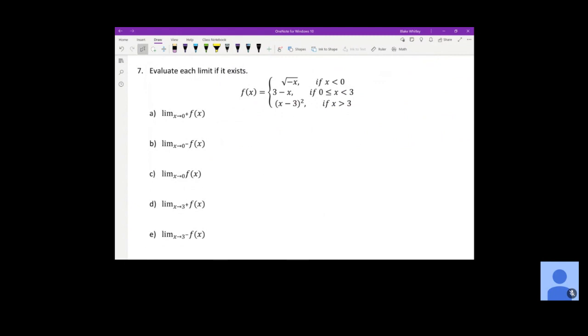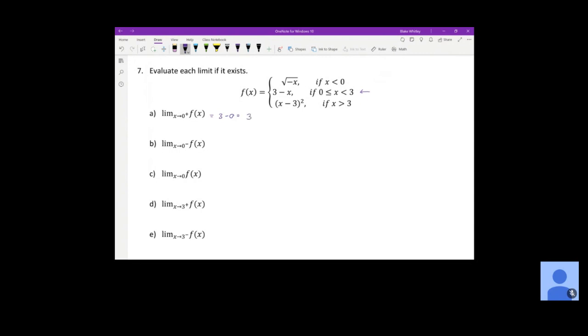Good. Since we're approaching 0 from the right, we've got to figure out which piece of the piecewise we're looking at. Well, 0 from the right would fall within this piece of our domain, between 0 and 3. So now we can just direct substitute. We have to make sure we're substituting into the 3 minus x. That's going to be 3 minus 0. And so what's that limit going to be? Just 3. Good.